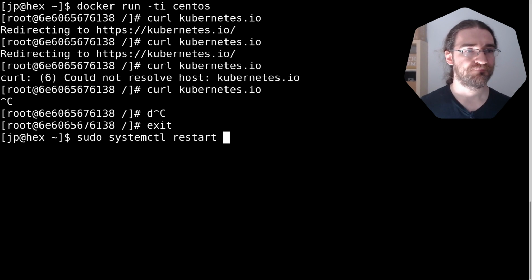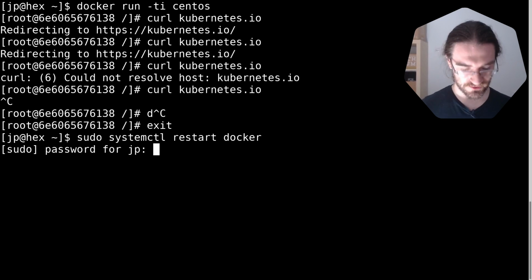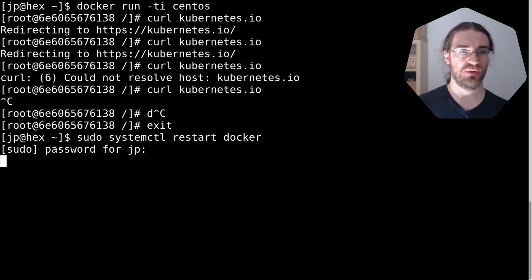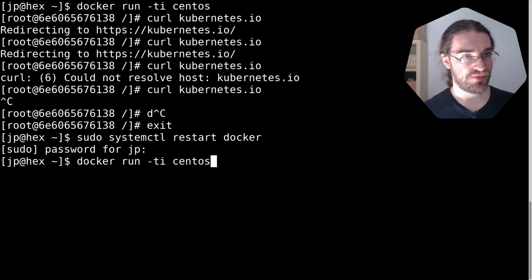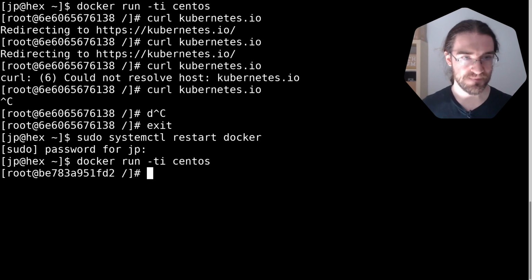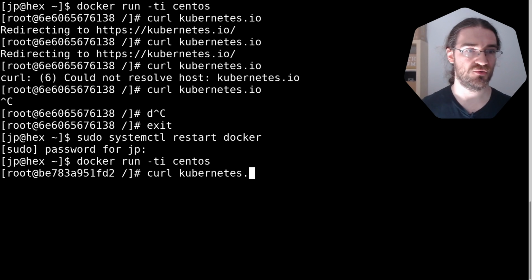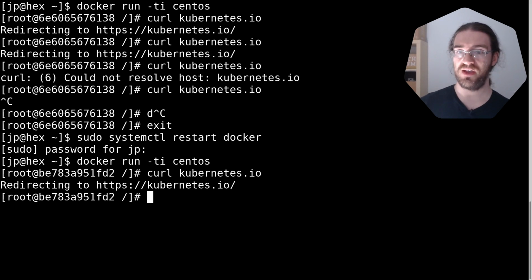So since it's not working, we do the first thing that comes to mind, which is basically, hey, let's restart Docker. So we restart Docker and we give it a moment to restart, right? Then we try to run that little CentOS container again, and we try to curl Kubernetes.io, and it works, right? So, okay, that was obviously Docker's fault.